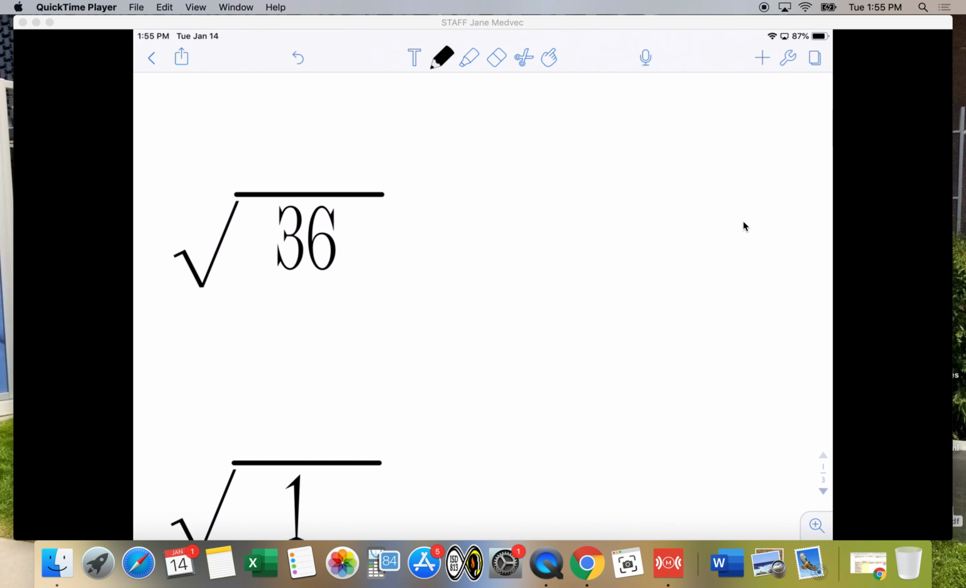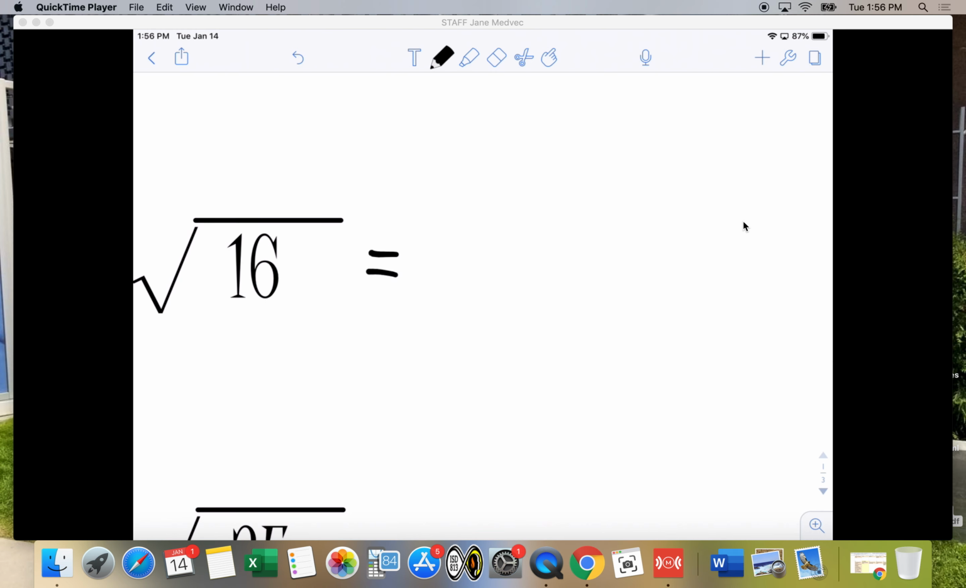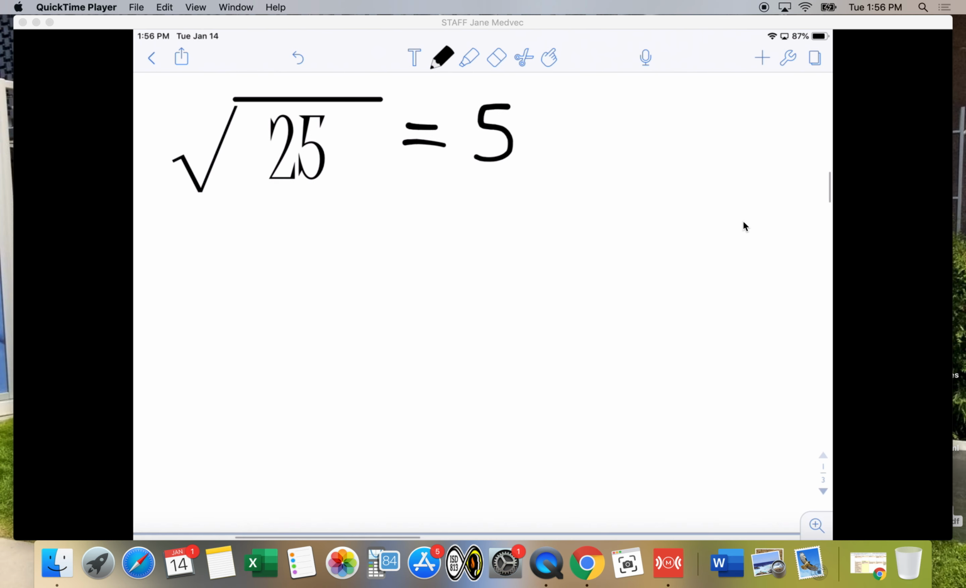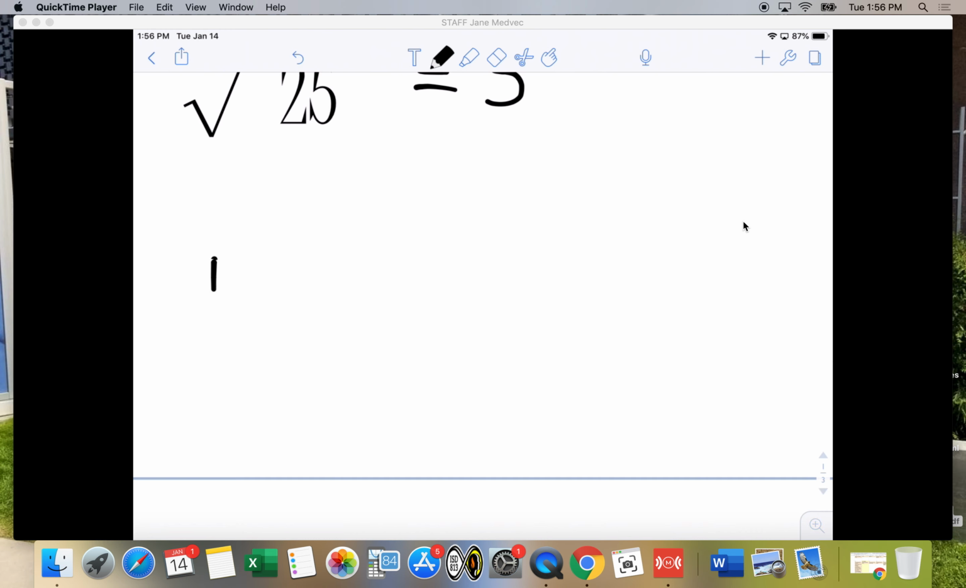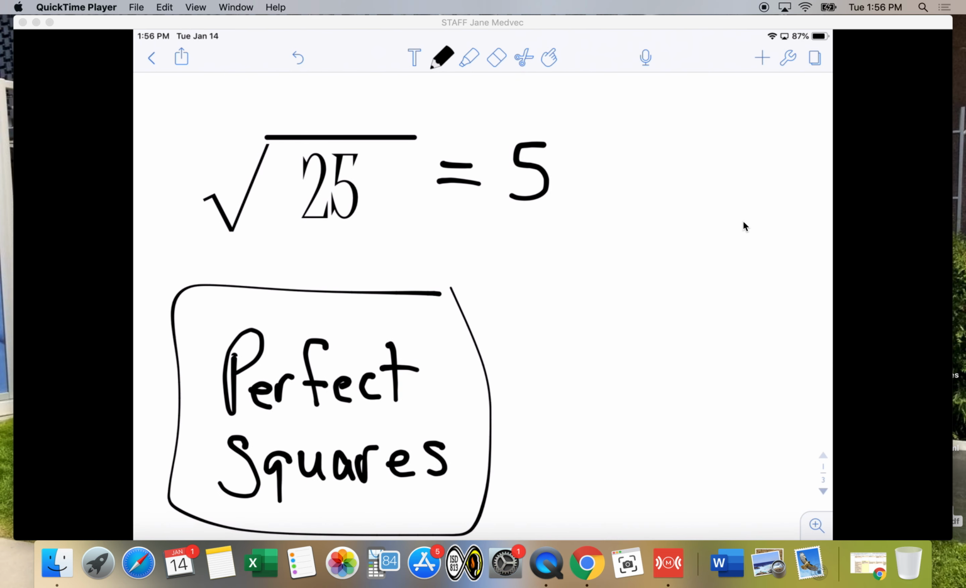If I take the square root of 36, I get 6 because 6 times 6 is 36. If I take the square root of 1, I get 1, because 1 times 1 is 1. The square root of 16 is 4, right? Because 4 times 4 is 16. And the square root of 25 is 5, because 5 times 5 is 25. So all of these in this column are perfect squares. And what that means in this case is that if I take 5 times 5, I get 25. So it comes out nice and even like a whole number.